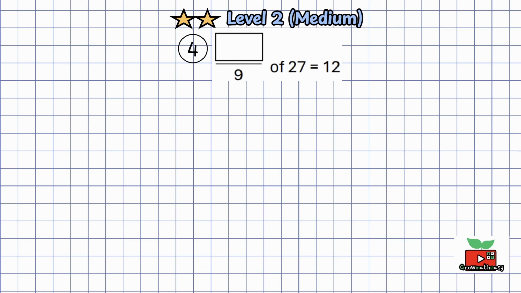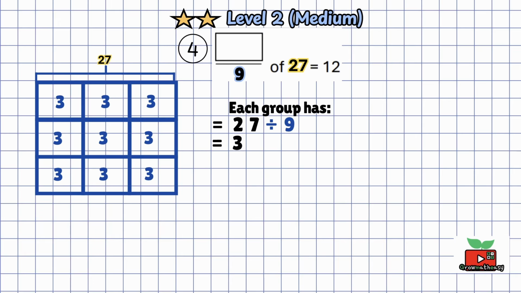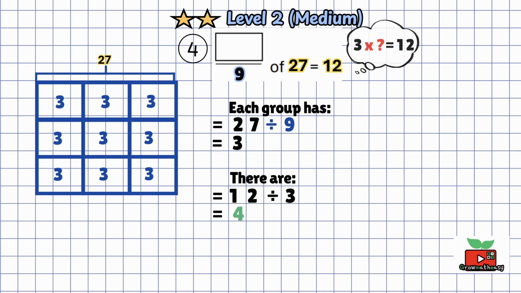First, look at the bottom number, the denominator, 9, and the total number, 27. That means 27 is divided into 9 equal groups. Each group has 27 divided by 9. That's 3. Next, we need to think how many groups of 3 make 12. We can use division to find out. 12 divided by 3 is 4. That tells us there are 4 equal groups to make 12 items. So 4 ninths of 27 is 12.